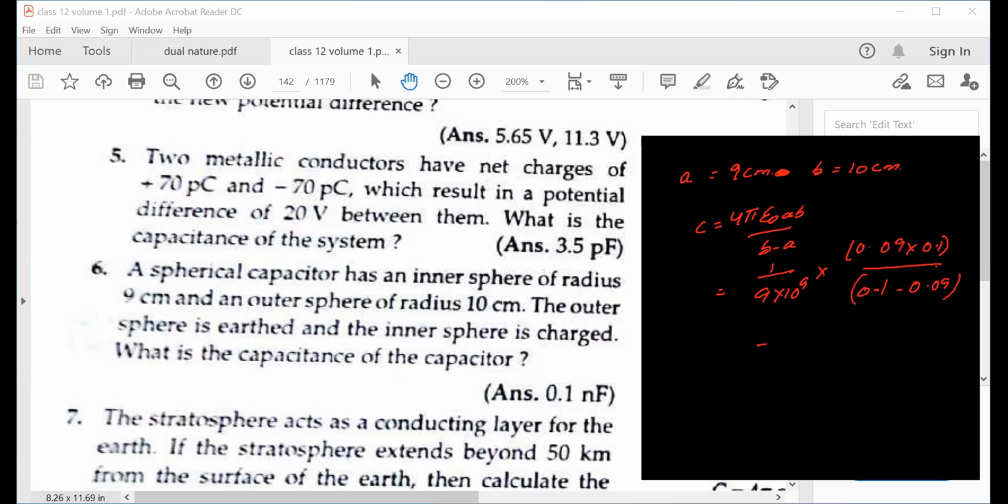So when you solve it, we'll get the capacitor value like this. It is 0.1 into 10 power minus 9 farad. 10 power minus 9 is nothing but nanofarad. 0.1 nanofarad is your answer. So this is your capacitance. Please take this one.